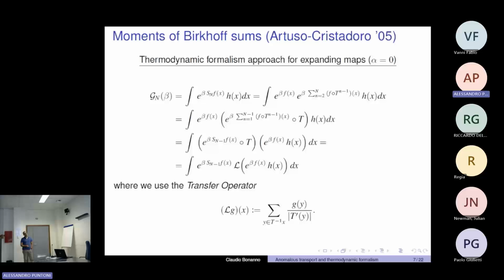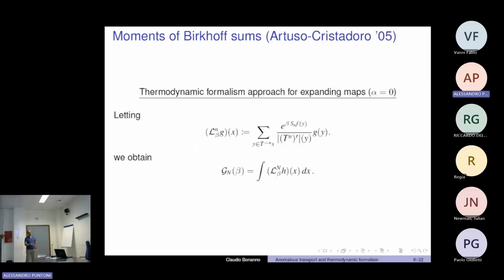So here you see the change of variable, which is just the derivative of the map. The only thing is that you have more than one pre-image for each point, so of course we have to consider all the different pre-images. And then you can go on. This was the first step. And then you can do the same operation n times, big N times.